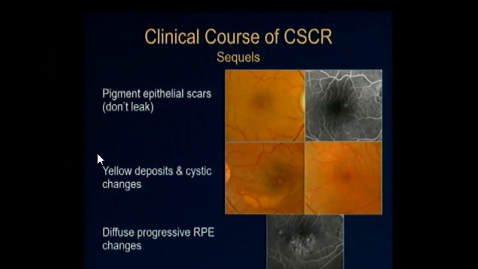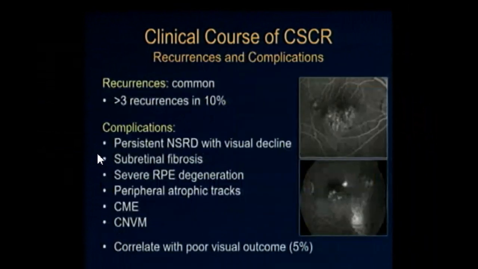You can get what we call retinal pigment epithelial scars. Such as here, these are RPE disturbances that we call scars, and they don't leak on the fluorescein angiogram. They just look like RPE atrophic changes. As we said earlier, you can get persistent yellow spots under the retina, and you can get diffuse and progressive RPE changes from the chronic fluid.